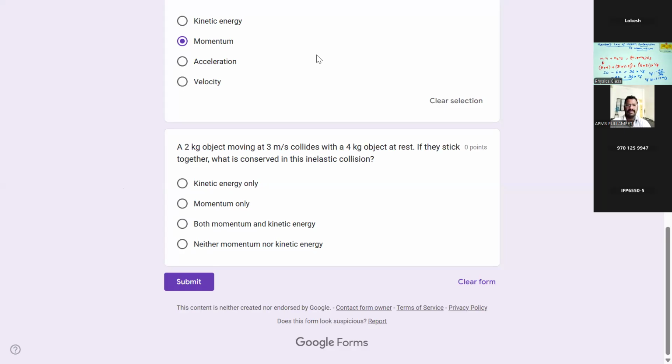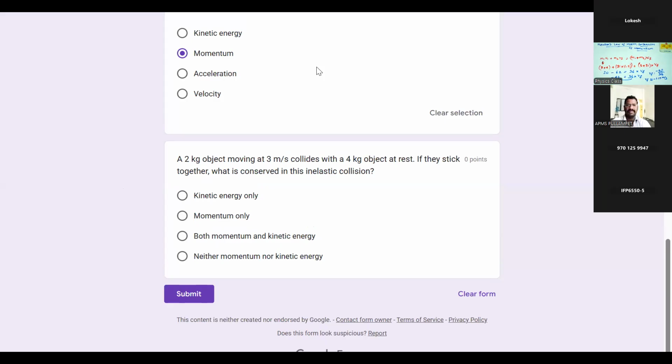For the fifth question, B. Yes, momentum only, B. Someone is saying C. Okay. For the inelastic collision, momentum is conserved. For the elastic collision, momentum is also conserved.